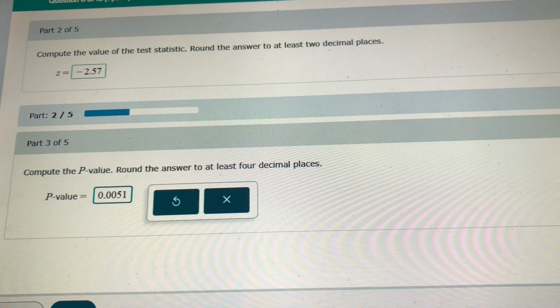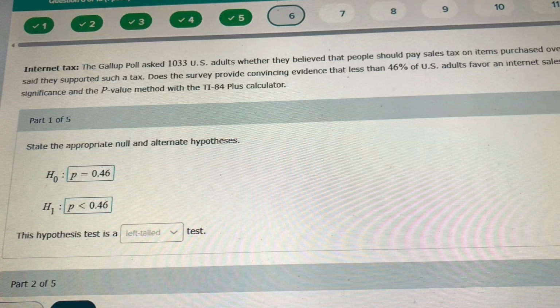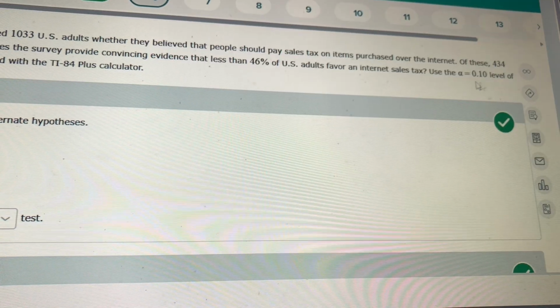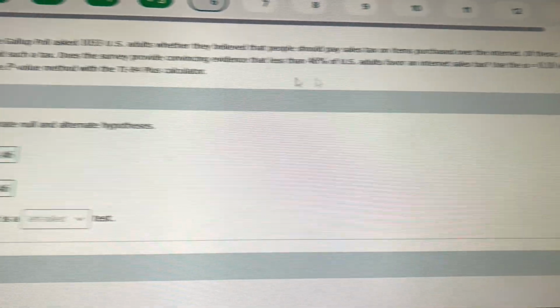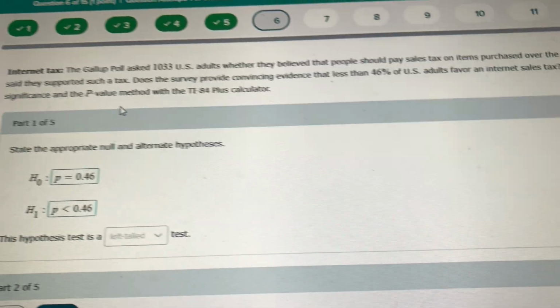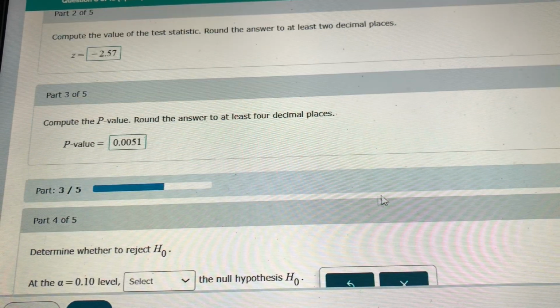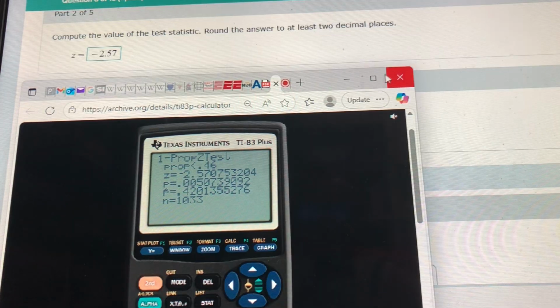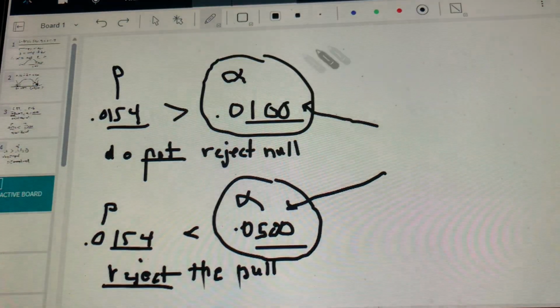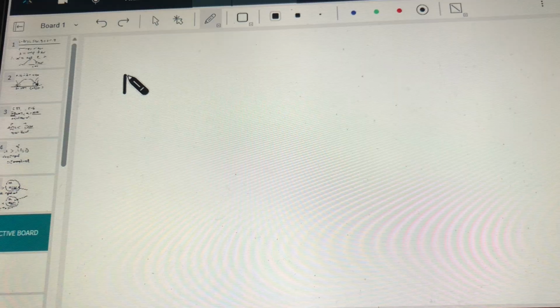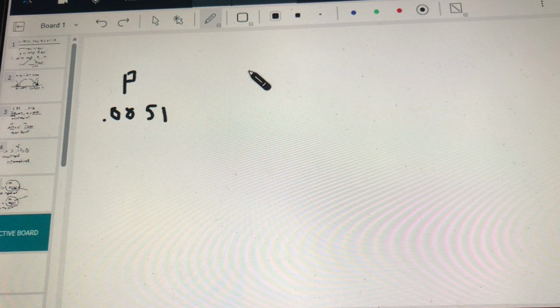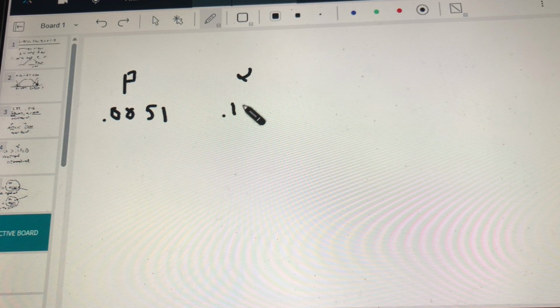Well, this is less than any alpha they would give us. So even if they make me do both 0.01 and 0.05 again, I would be less than both of those. But this is a more normal problem because all they have is, it says use an alpha of 0.10 level of significance. So write the p-value down first every time. When you're doing these conclusion parts, always put the p-value first. 0.0051. Then put whatever alpha they give you next, 0.10.